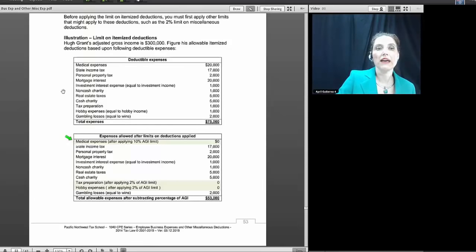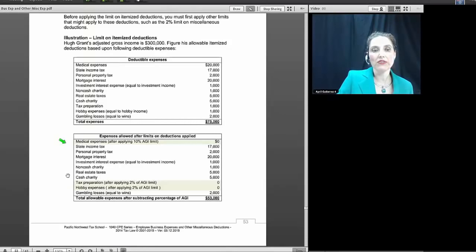We have medical expenses of $20,000, state income tax, personal property tax, mortgage interest, investment interest expense equal to investment income, non-cash charity, real estate taxes, cash charity, tax preparation, hobby expenses equal to hobby income, and gambling losses equal to wins. So his total deductible expenses are $75,000. But for medical, we're going to have to reduce his medical expense of $20,000 by 10% of his AGI. His AGI is $300,000, so he gets nothing.